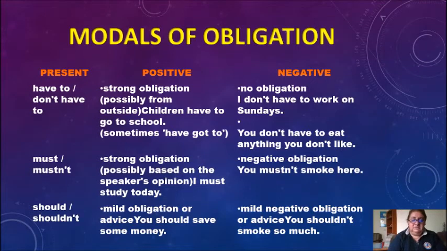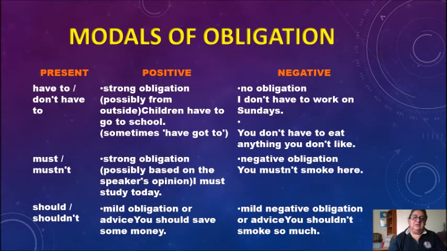Must and mustn't is a strong obligation, possibly based on the speaker's opinion. I must study today. As a negative, you are going to say, you mustn't smoke here. Should and shouldn't is a mild obligation or advice. You should save money. In negative form it is a mild negative obligation or advice. You shouldn't smoke so much.